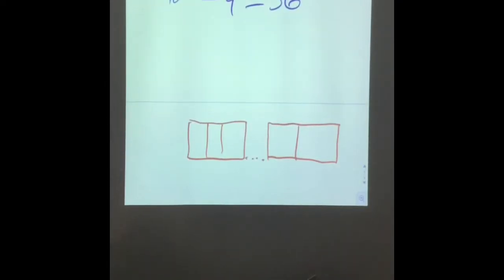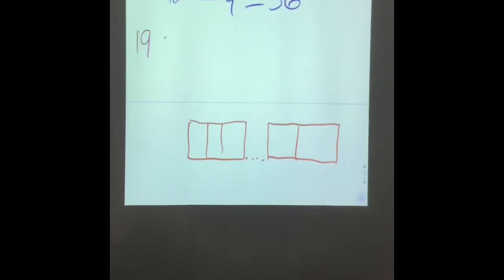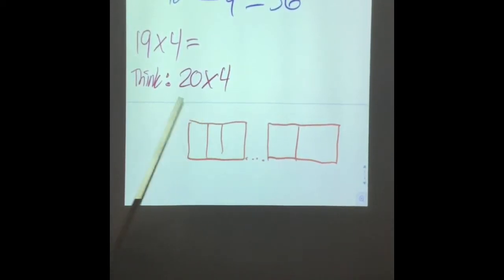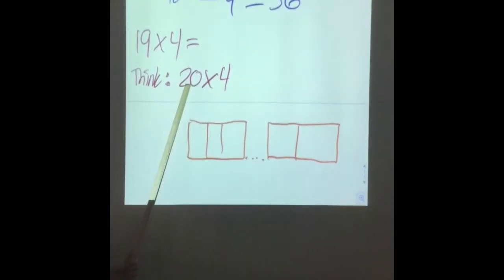Let's make this one, I'll change my color. Let's make this one 19 times 4, okay? Can we do that? Yes. Sure. So we have 19 times 4. We're going to think what? What are we thinking? 20 times 4. Yes, 20 times 4. Excellent, you guys. Okay, why do we want to think 20 times 4?